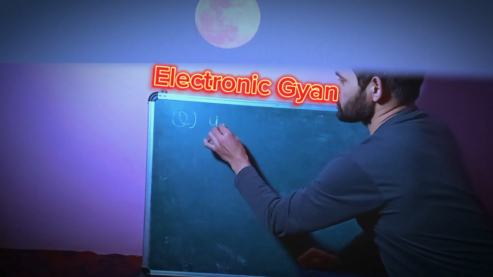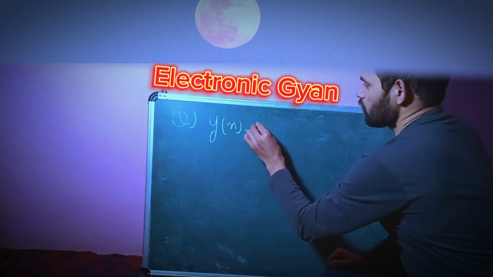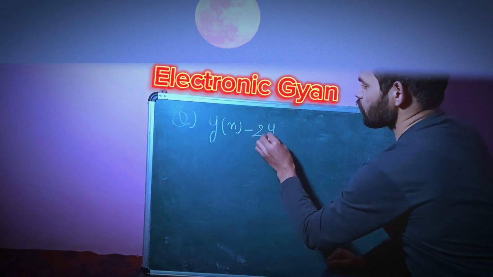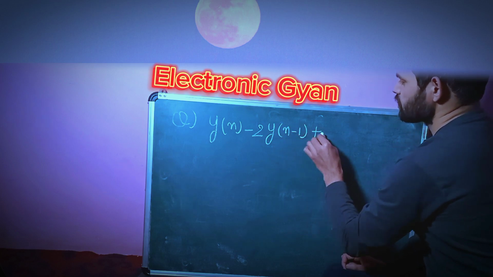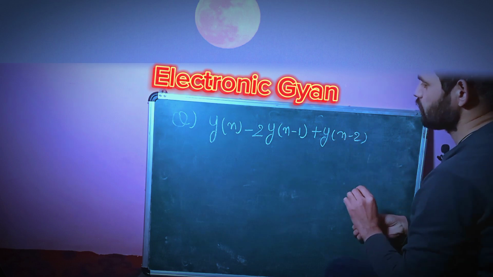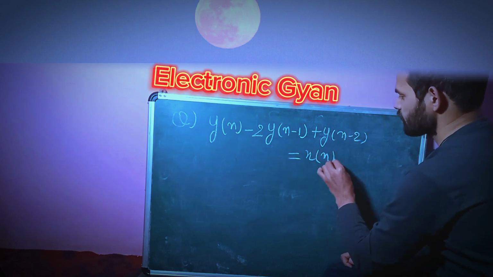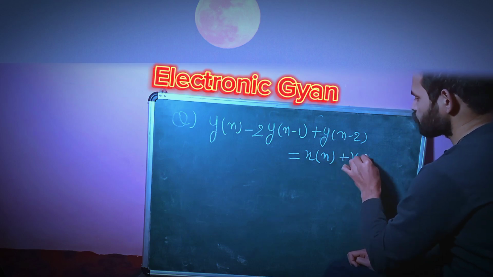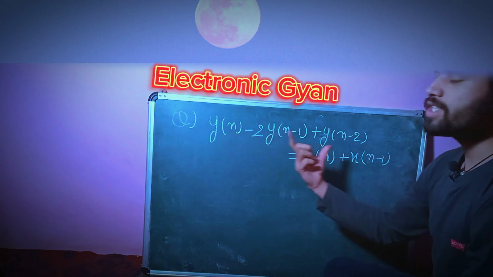So this is my difference equation, y of n minus 2 y of n minus 1 plus y of n minus 2 is equal to x of n plus x of n minus 1. Okay, so this is my difference equation.